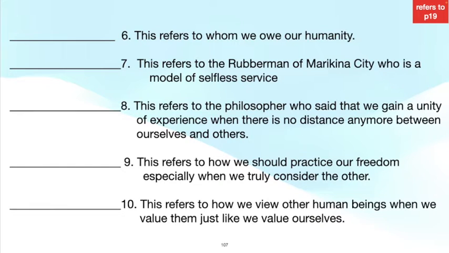6. This refers to whom we owe our humanity. 7. This refers to the rubber man of Marikina City, who is a model of selfless service. 8. This refers to the philosopher who said that we gain a unity of experience when there is no distance anymore between ourselves and others. 9. This refers to how we should practice our freedom, especially when we truly consider the other. 10. This refers to how we view other human beings when we value them just like we value ourselves.